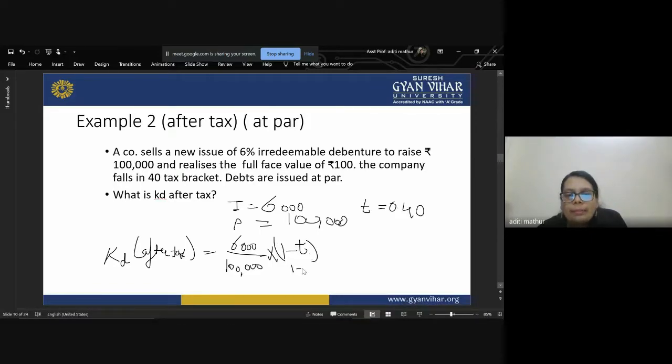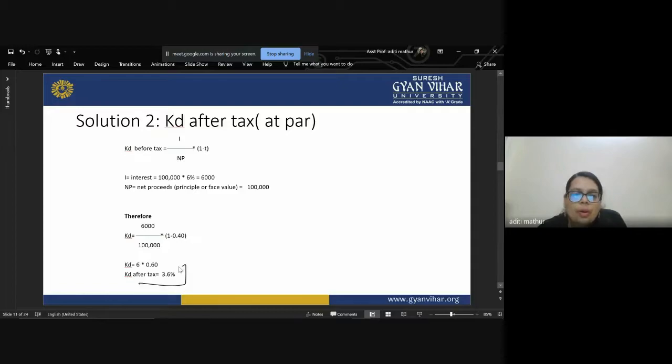That means 1 minus 0.4, right? So which is equal to 3.6%, right? And now let us just do it with the help of that basic formula, that is KD after tax is equal to KD before tax into 1 minus T.